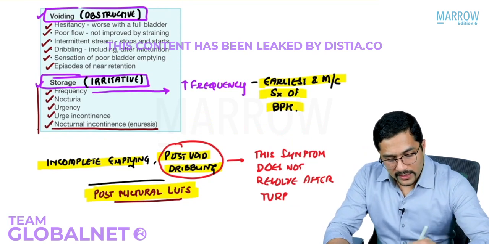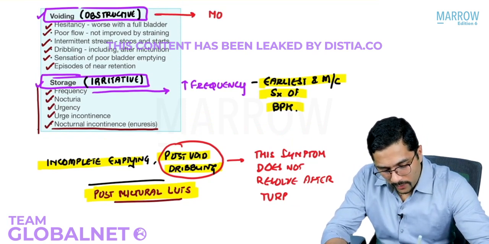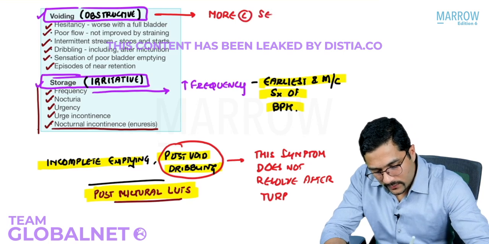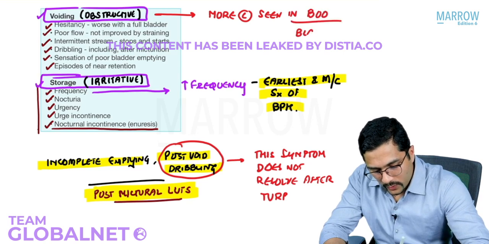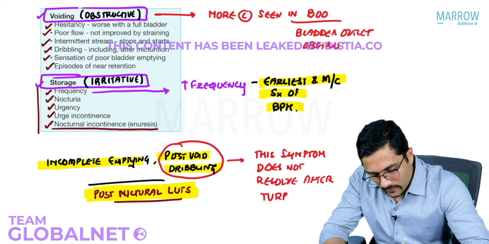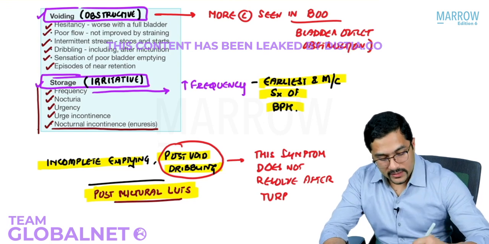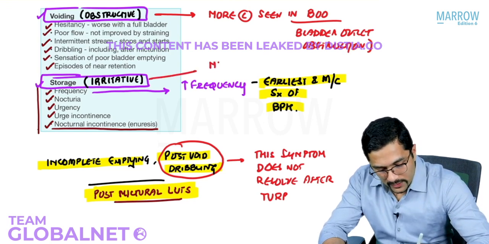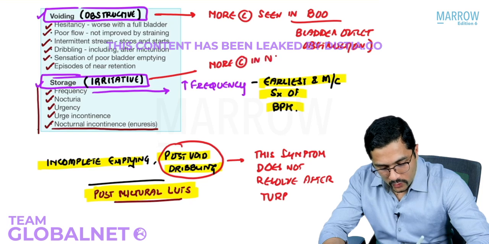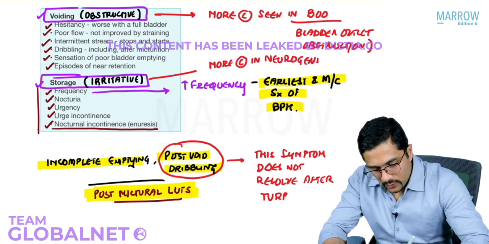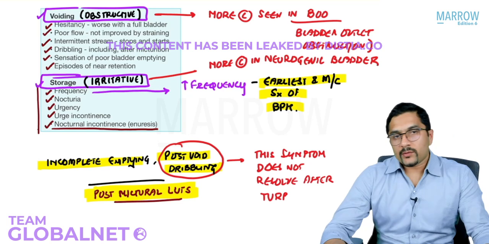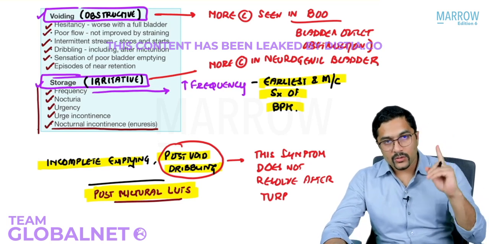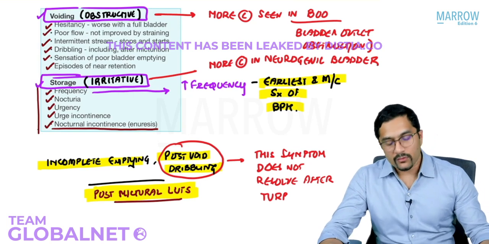Another thing which you should know is that obstructive features are more commonly seen in patients with bladder outlet obstruction. BOO is bladder outlet obstruction. Whereas irritative features are more commonly seen in neurogenic bladder. So this is what you should know for the exam regarding LUTS. You need to remember all the LUTS. They are very important for the exam.